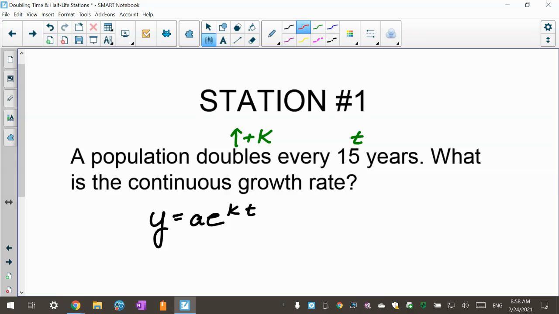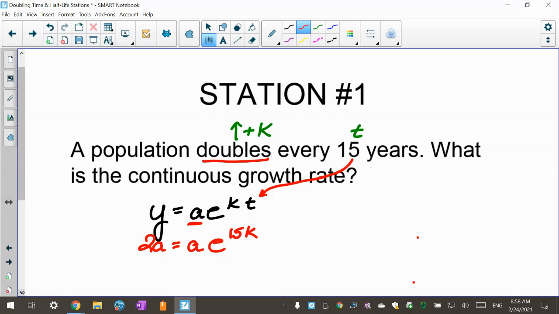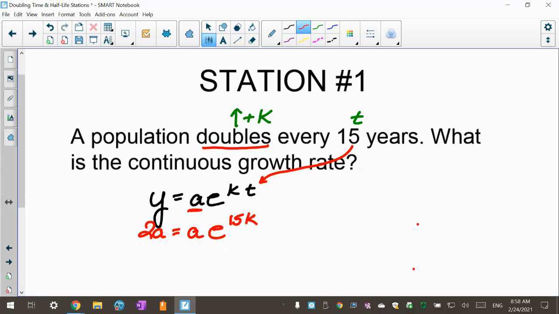But the easy one to plug in is the 15, because the 15 is going to go in for time. And if it doubles, if I start out with a, I know it has to go to twice of whatever a was. And I'm going to plug the 15 in here and just switch their spots. So I'm basically solving for k. This is like one of the easiest equations ever to solve, because if I start dividing out to solve for k, I can see my a's cancel. So I know that 2 equals e to the 15k.